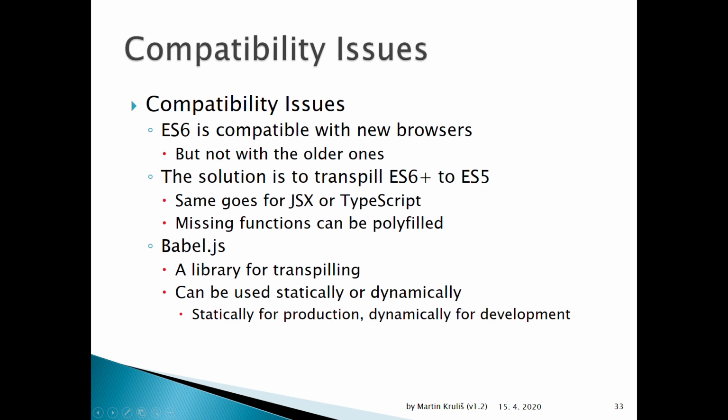Also, you may have noticed that new versions declared new functions, like new array functions and new string functions. That's no problem. These missing functions can typically be easily implemented directly in JavaScript, so they can be kind of virtually implemented, and this type of implementation is called polyfill. Perhaps the most prominent library for this job is Babel. So if you need to do something like this, you can include the Babel library.